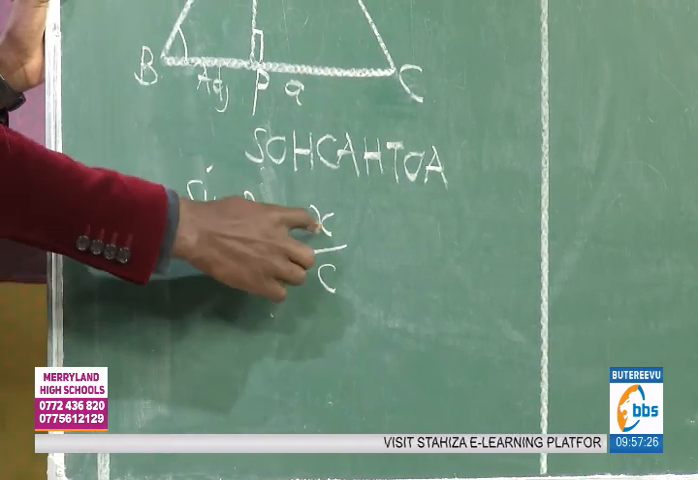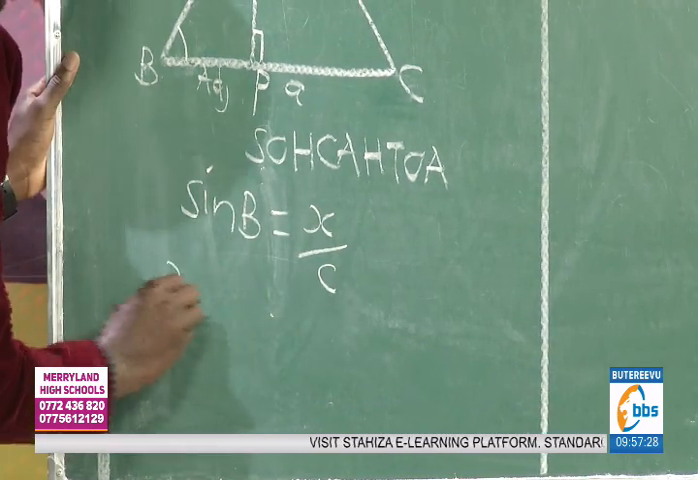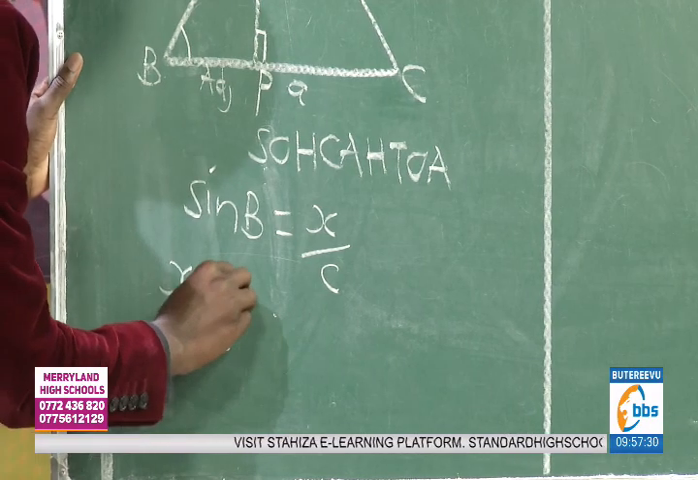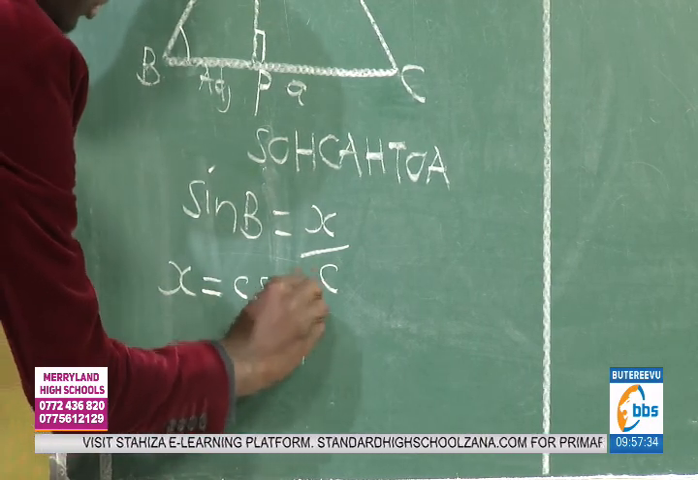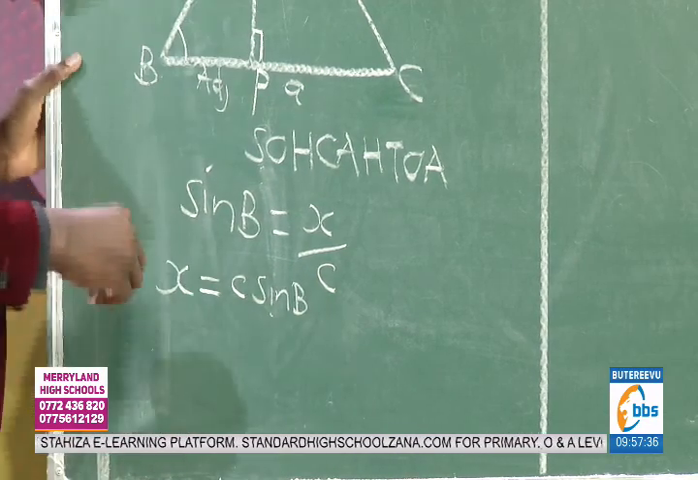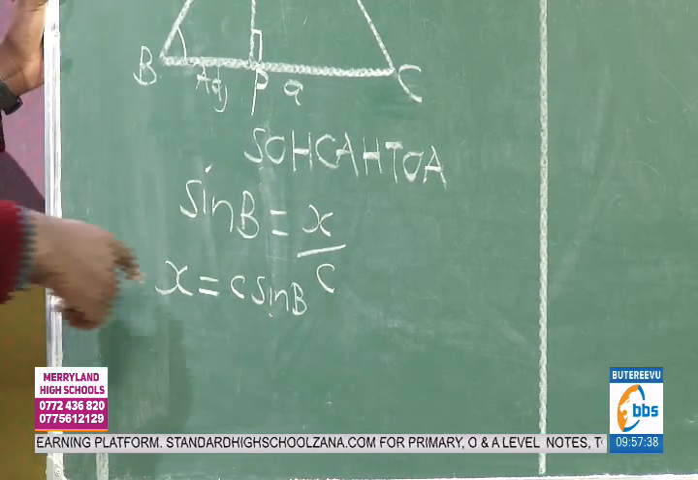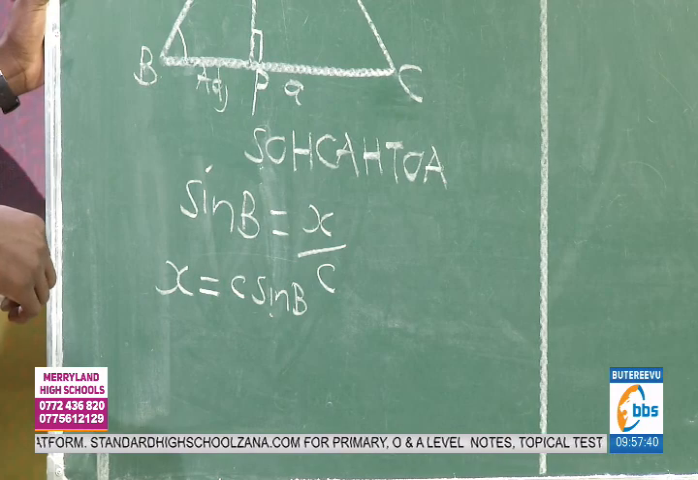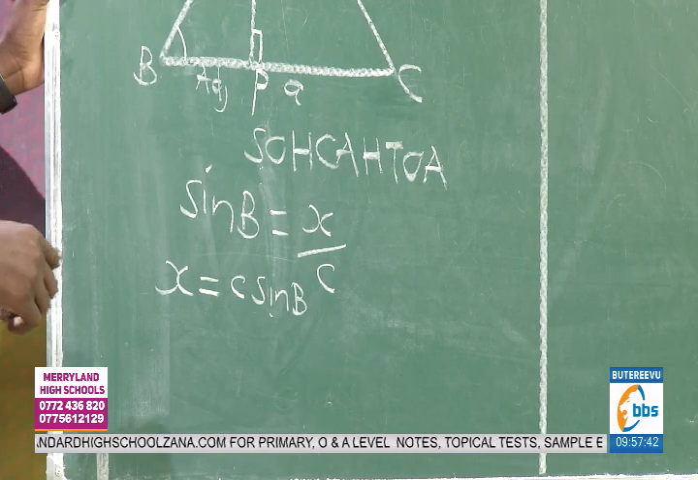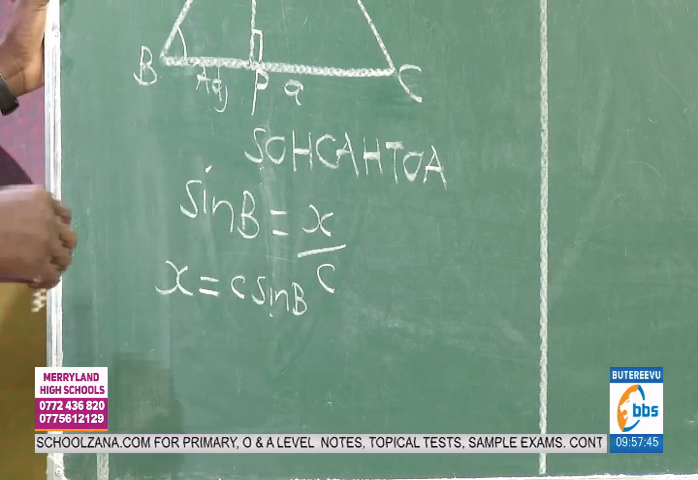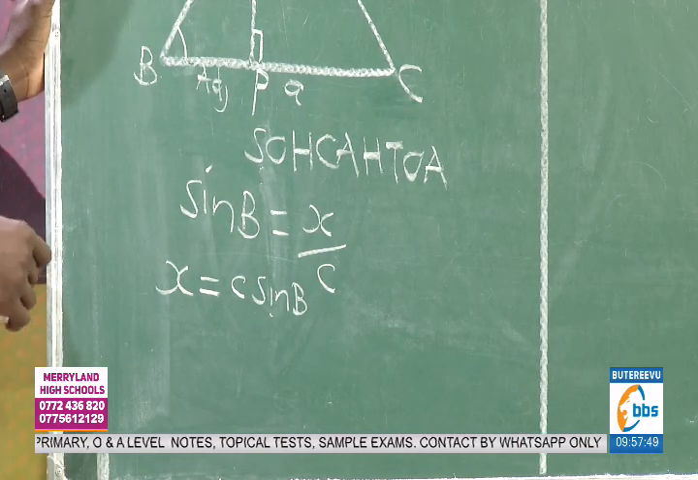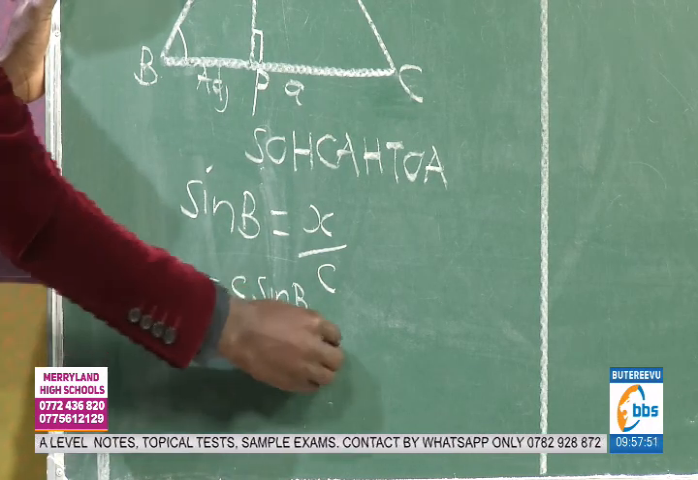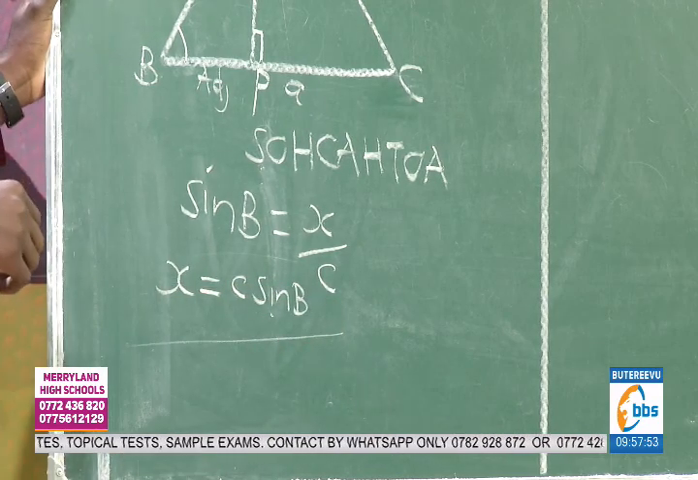And if I want to get x, x will be the same thing as C times sine B. So my x will be C sine B. That's what I'll be having. We are deriving the sine rule. We are going to use it to work out unknowns in a given triangle. So this is very true. I get my x is the same as C sine B.